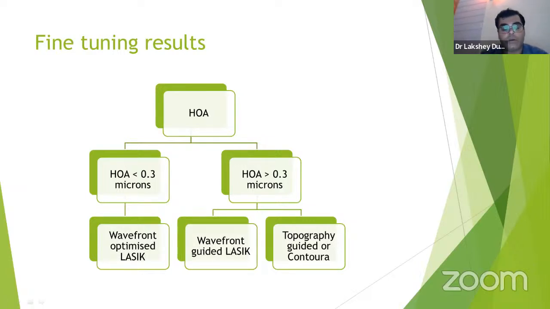Aberrometry is done to assess higher order aberrations. If the patient has more higher order aberrations, more than 0.3 microns, then wavefront guided or topo guided LASIK are considered. If higher order aberrations are less, then wavefront optimized LASIK is considered.